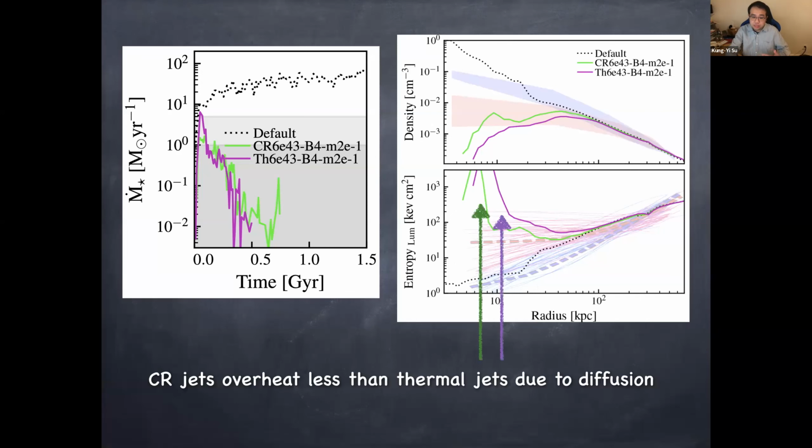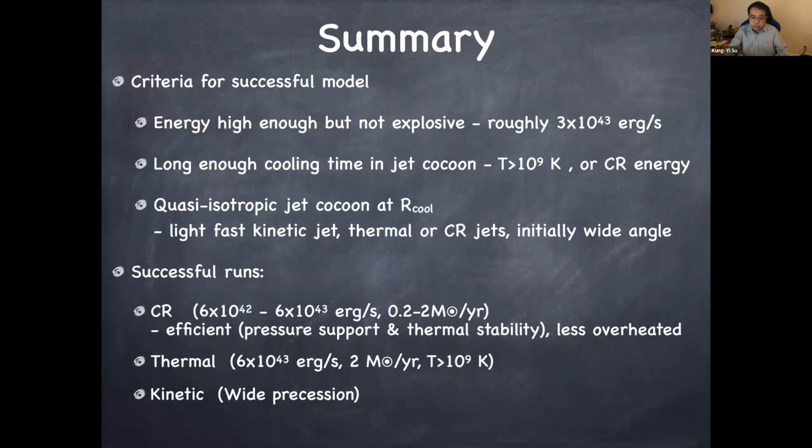So overall, it seems that the cosmic ray requires less fine-tuning, is more effective in the low energy case, and is also less overheated in the higher specific energy case. So I'll put a summary here. We found a few criteria for the jet model to be more successful. One is the energy criterion: it has to be high enough, at least comparable to the free-fall energy at the cooling radius. The jet cocoon has to have a long enough cooling time, and it also has to be quasi-isotropic at the cooling radius. Associated with these, we found that the cosmic ray jet will be very effective.